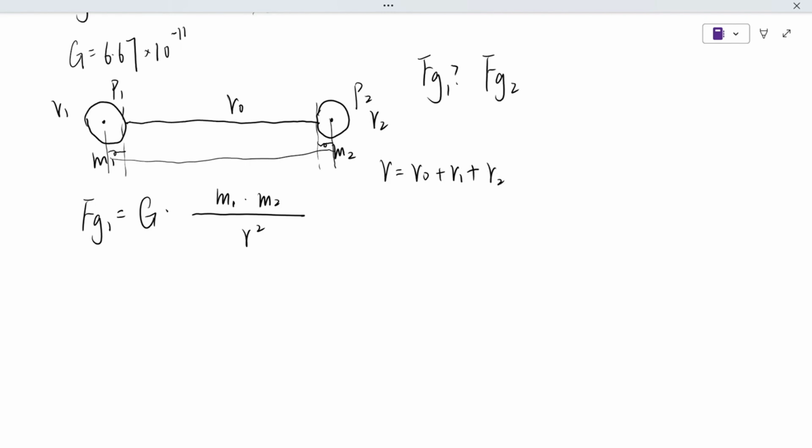So let's write it back. Let's write it down, which means Fg1 is equal to G times m1 times m2 over r naught plus r1 plus r2, squared. How about the second one?